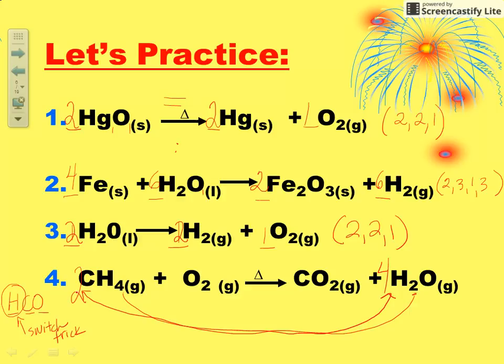So now notice, already I've got my hydrogens balanced. 2 times 4 is 8. 4 times 2 is 8. All right, so we've done our hydrogens. Now let's look at our carbons. Now, 2 times 1 is 2 carbons on this side. Now look over on this side, find your carbons. There's 1 carbon on this side. So I have 2 carbons on this side, 1 carbon on this side. So if we put a 2 here, 2 times 1 gives me 2 carbons.